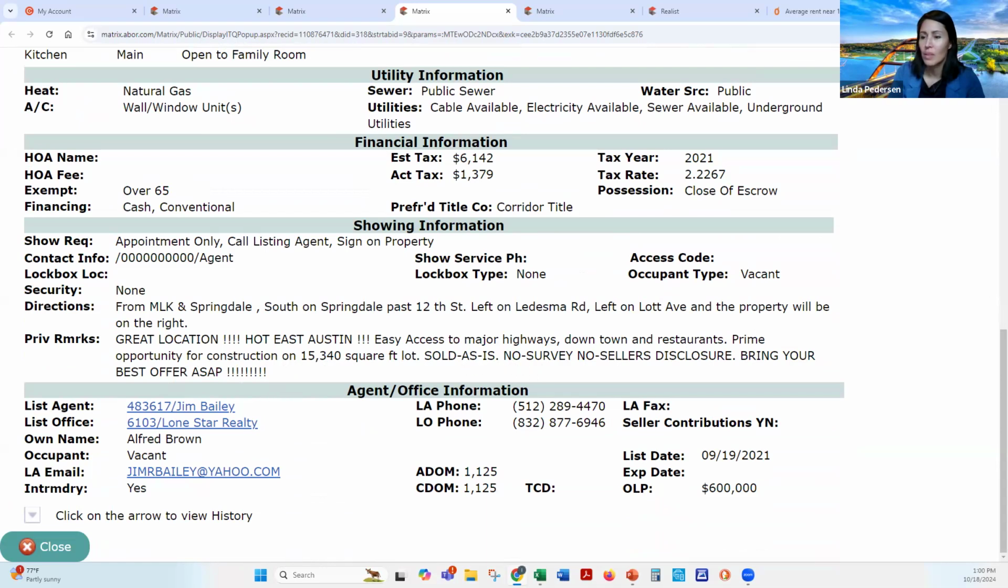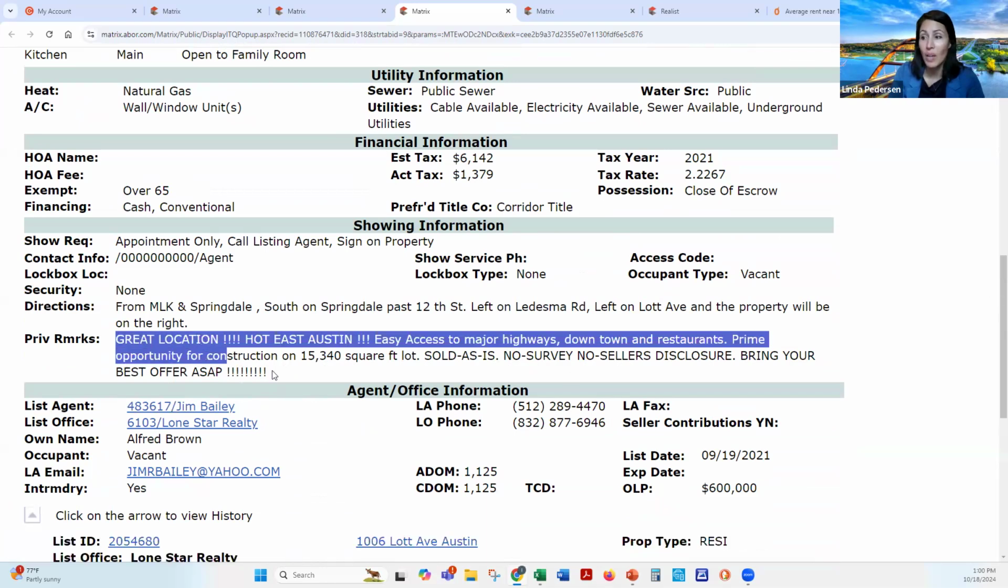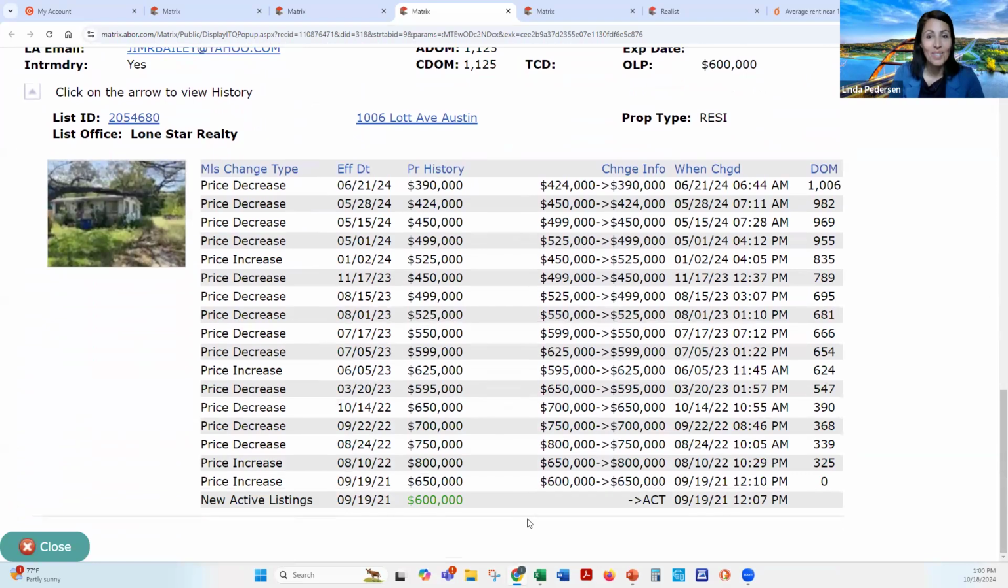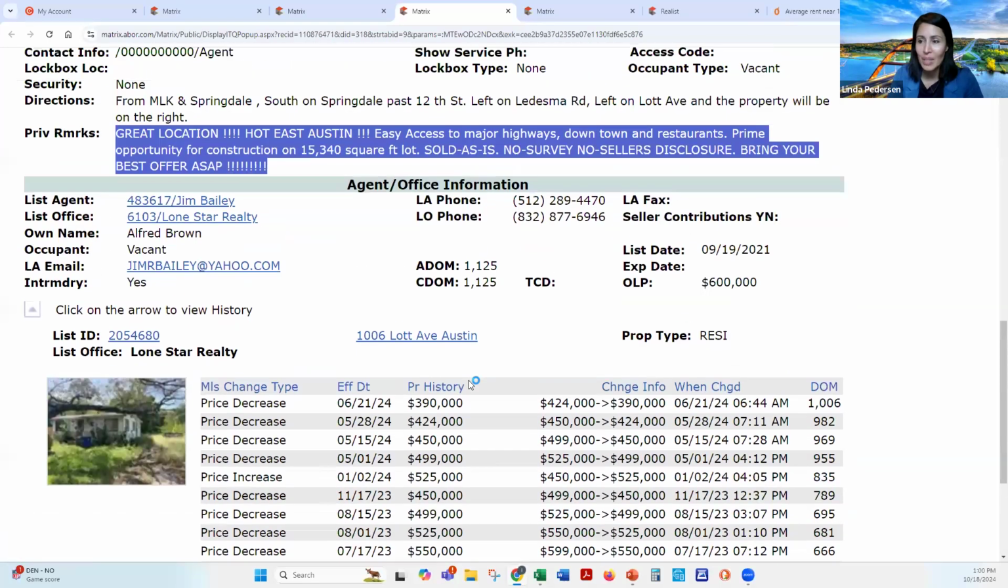Sold as is, bring your offer. And then talk about, so obviously they're motivated here, right? Oh, look at this. It's been on the market for 3 years, from 600,000 down to 390 consistently. But I would say the marketing, they could use better pictures, right?